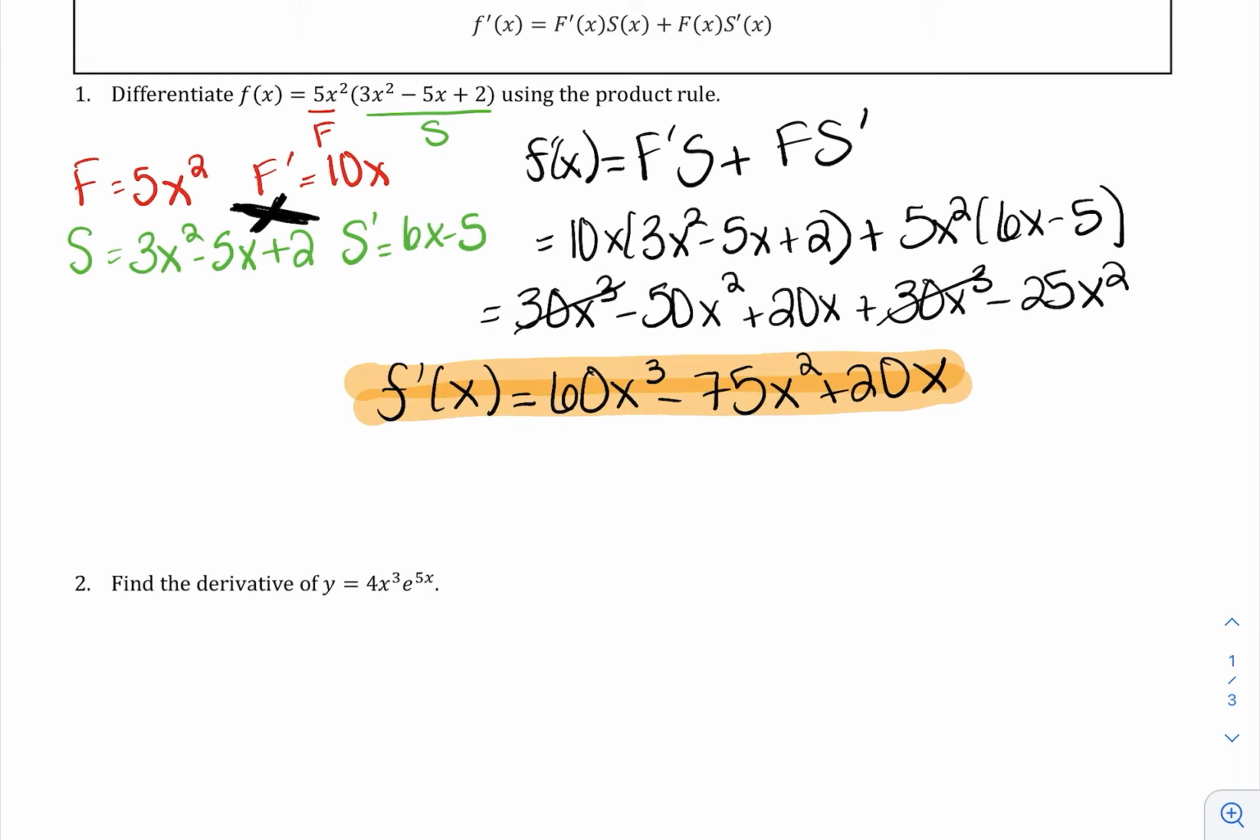Now, in this one, you actually did not have to use the product rule. What you could have done is actually distribute the 5x squared first and then take the derivative. All right, so sometimes you will have an option, and you'll see in some of the later ones that you don't have an option. But here I wanted to introduce you to the product rule by just using the power rule. Let's do another one.